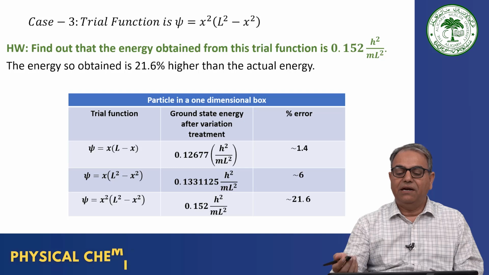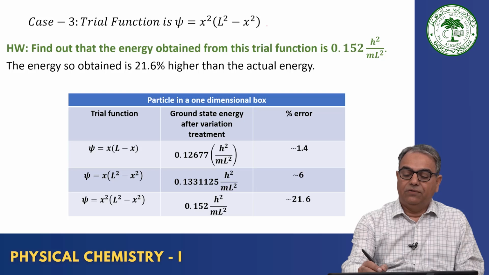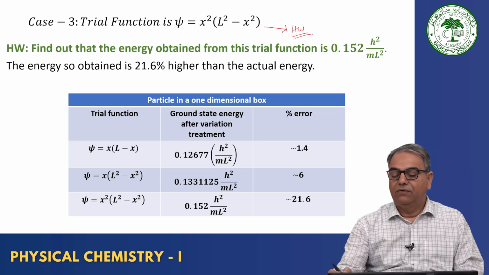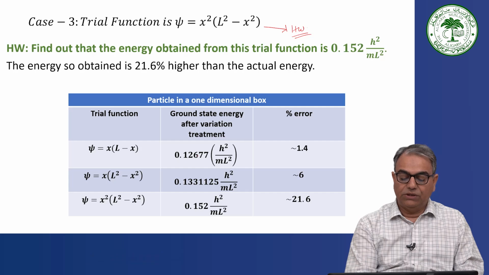Now another trial function which I have written here, but I have not given you anything, numerator, denominator, nothing. You will do it as homework, and what you should find is the final energy, which is 0.152 h square divided by m square. So look at this one: 0.126 with this trial function, 0.133 with this trial function, and with this trial function, which is your homework, you get an energy equal to 0.152.